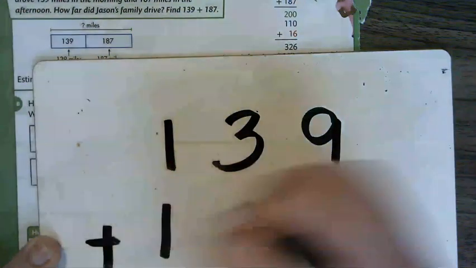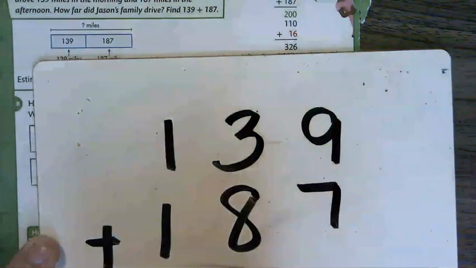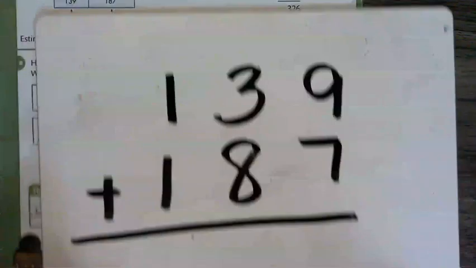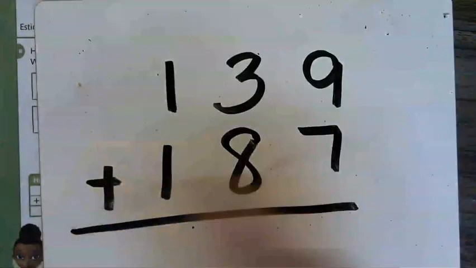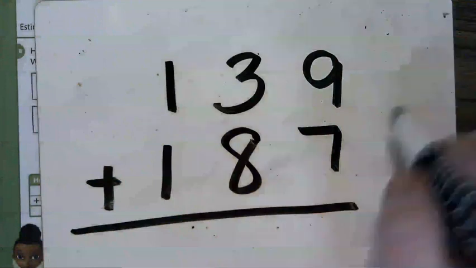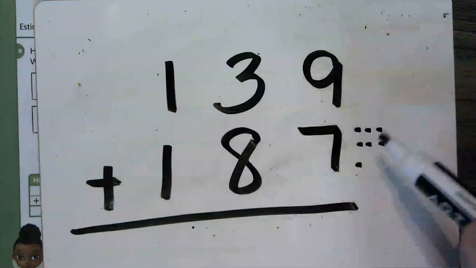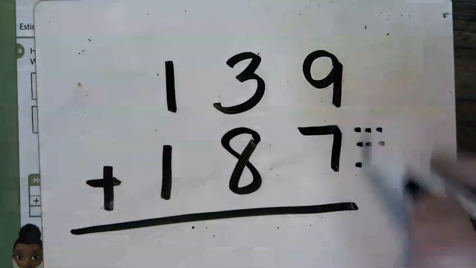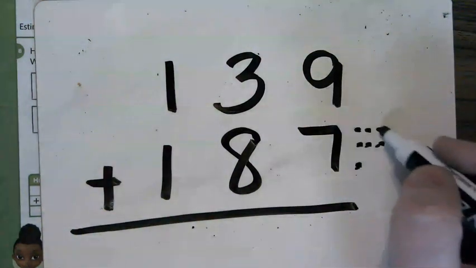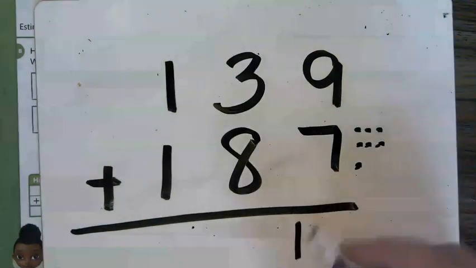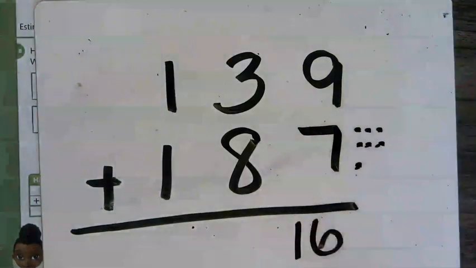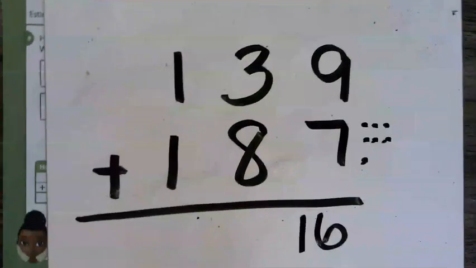So if we have 139 plus 187, all right, if this is what we've got, well, 9 plus 7. I start with the bigger number and I count on. So 9, 10, 11, 12, 13, 14, 15, 16. Can I write 16 here? The answer is no. I can only put one number in each place value.